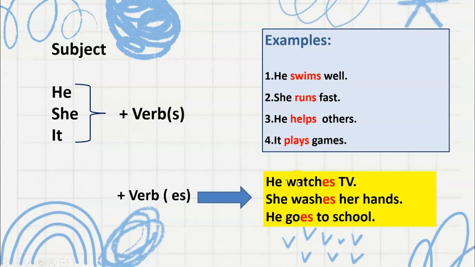Look at these examples. You have he watches TV, she washes her hand, he goes to school. These verbs take ES because they finish here with CH, here with SH, and here with O. When you find any of these verbs, they need to take ES. Of course, here we mean only when you have he, she, and it. You need to put ES for the verbs, okay?